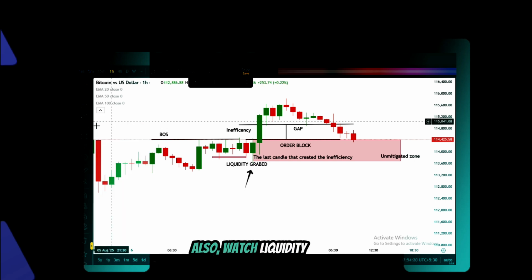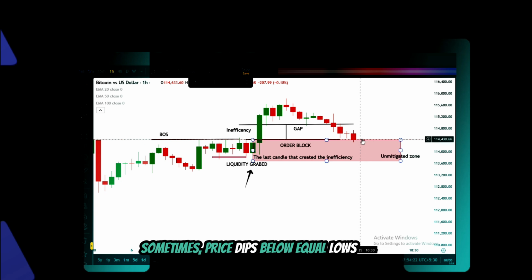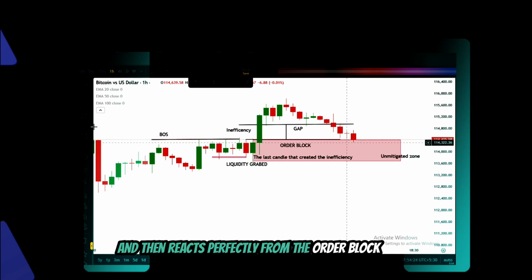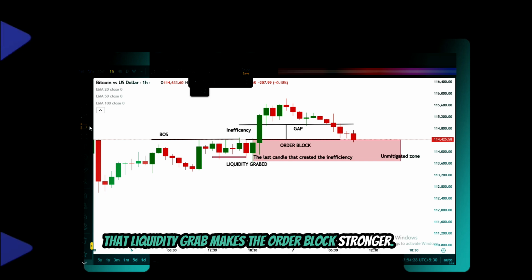Also watch liquidity. Sometimes price dips below equal lows, grabs stop losses, and then reacts perfectly from that order block. That liquidity grab makes the order block stronger.